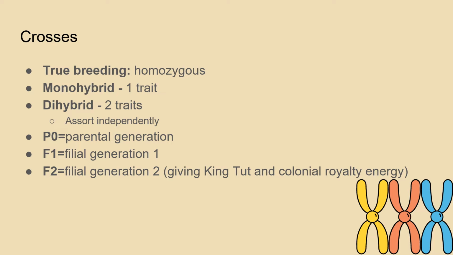And then F2 is going to be your filial generation 2, which is giving King Tut and colonial royalty energy because that's where the offspring from F1 cross with one another, so incest basically. So that's interesting, but it'd be like that.